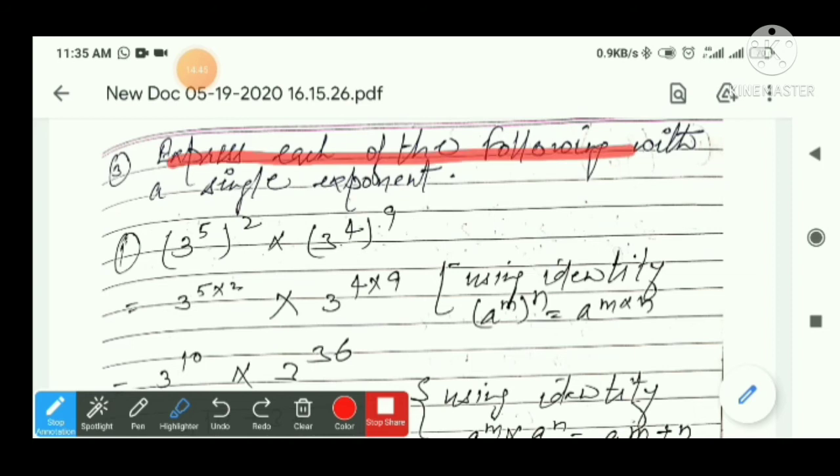Express each of the following with a single exponent. So the first question is 3 raised to 5 raised to 2, multiplied by 3 raised to 4 raised to 9. Students, first of all, we will use the identity: (a raised m) raised n is a raised m into n. So here we multiply the powers: 3 raised 5 into 2, multiply 3 raised 4 into 9. 5 into 2 is 10, and 9 into 4 is 36.